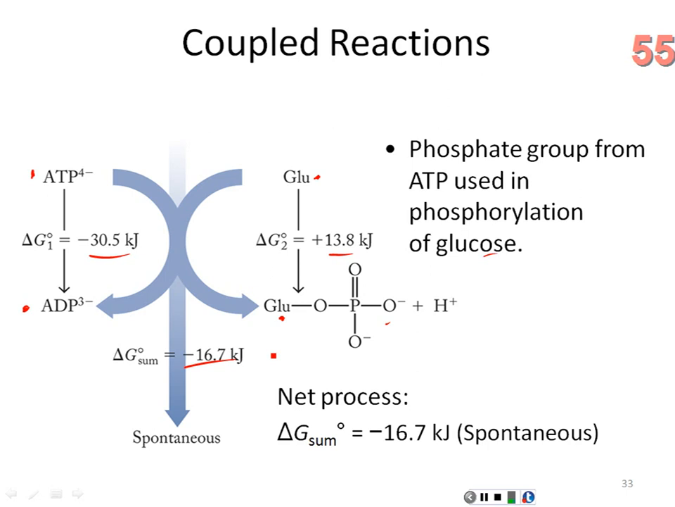And that's really the secret to how life manages to do these non-spontaneous reactions.